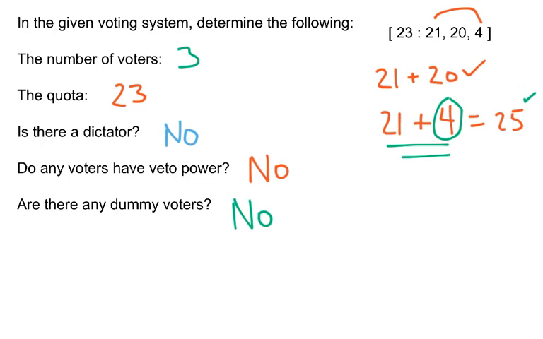Make sure to check to see if you have any dummy voters. And the way to find out is look at the coalitions that could pass a motion and see if that voter is necessary. If they're necessary in a coalition to pass a motion, then they are not a dummy voter.